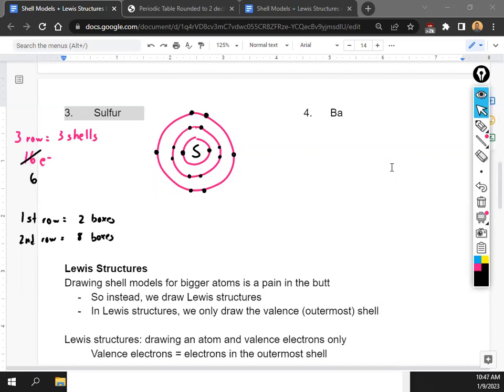Okay, so hopefully not too bad. Any questions on how to do sulfur? It's basically the same thing as the previous one. It's just 1 extra shell on the outside.